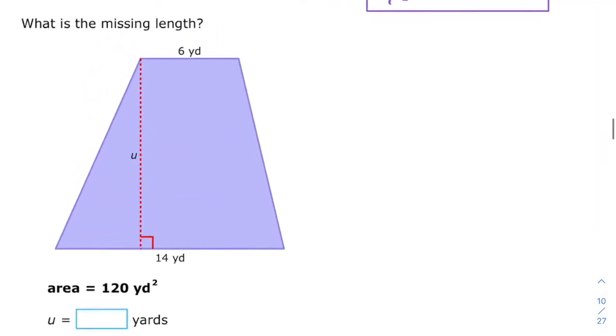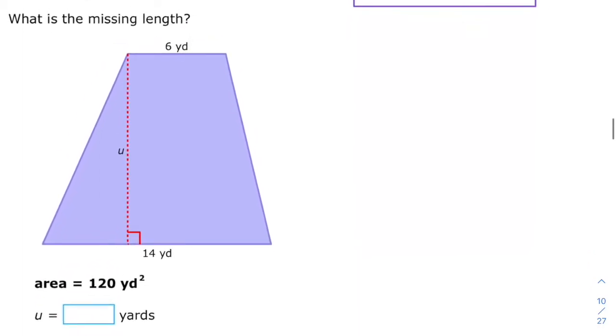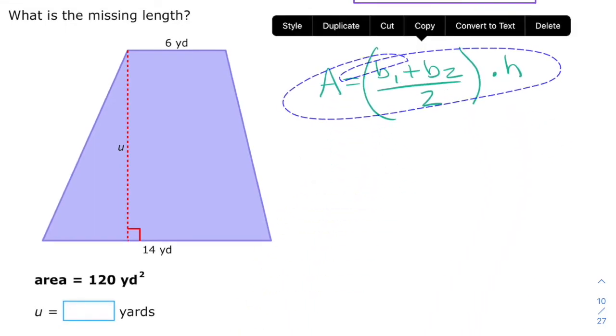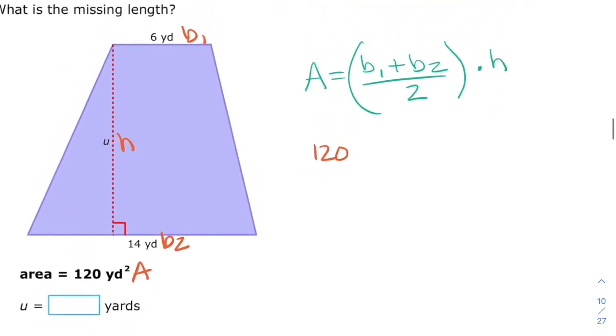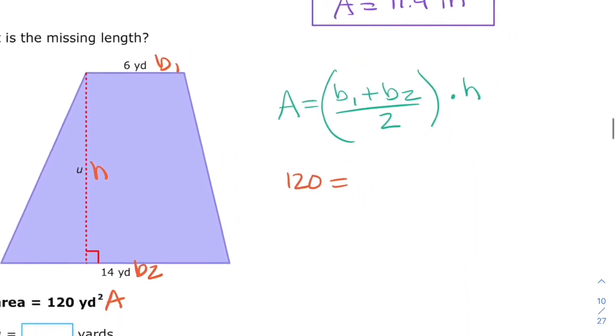Okay. Sometimes you will have to work backwards. So this one is a little bit tricky because you don't know your height, but you do know your area. You know your bases as well. So let's put in the information we know to our equation. Here's base 1, here's base 2, here's height, and here's area. So I'm going to substitute 120 in here. We don't need the units. We do know that when we solve it, it's going to be in terms of yards, though.